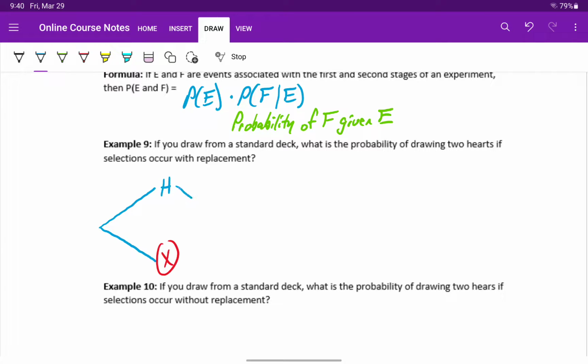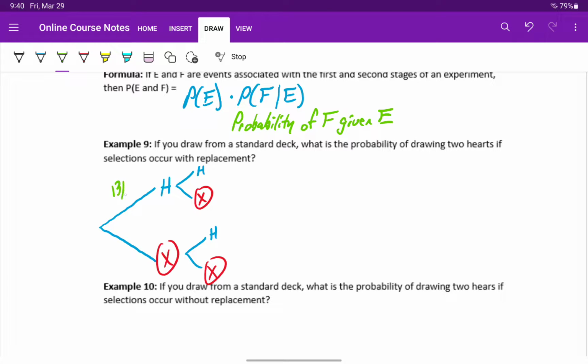Then on our second draw, we either get a heart again, or we don't get a heart. Or in the case where we didn't draw a heart the first time, on our second draw, we draw a heart, or we don't. This tree diagram is mapping out all of the different possible scenarios. Now we want to add on the probabilities of those different events.